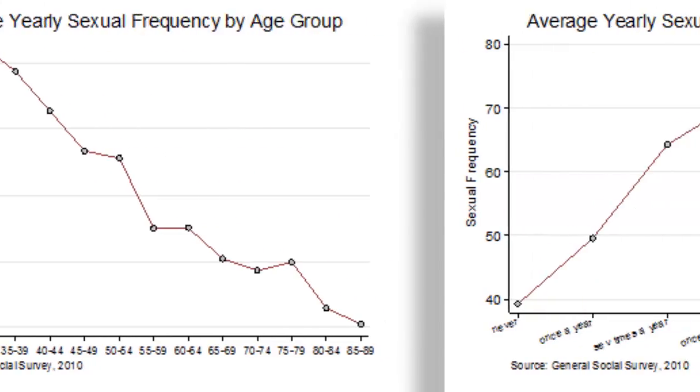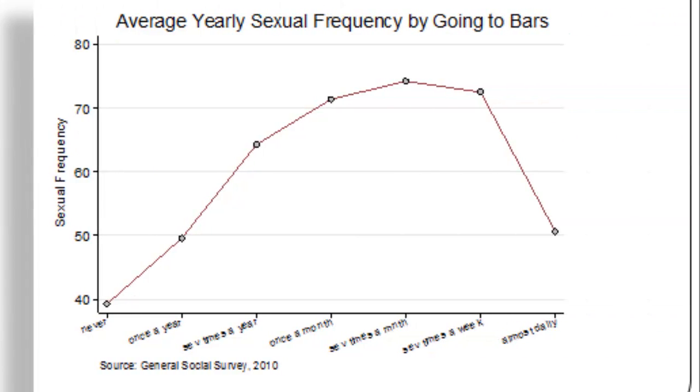Let's look at another variable. We can look at the relationship between sexual frequency and sociability measured as how frequently people go to bars and taverns. Here we see a correlation coefficient of 0.20 and it's statistically significant. So one interpretation of this is, first, the relationship is statistically significant and it indicates that the more frequently people go to bars, they report on average greater sexual frequency.